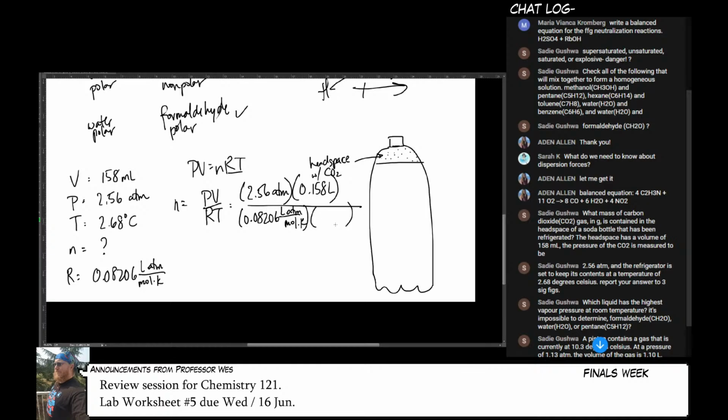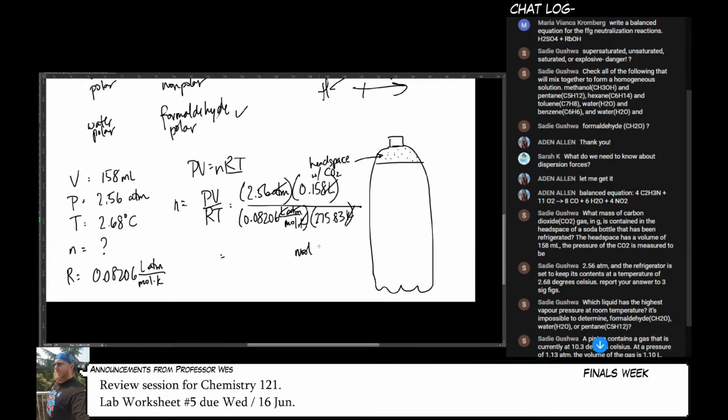So what is 2.68 in Kelvin? 2.68 plus 273.15 is 275.83 Kelvin. And then you can check to make sure all of your units cancel out, which all of them but moles should for this problem.